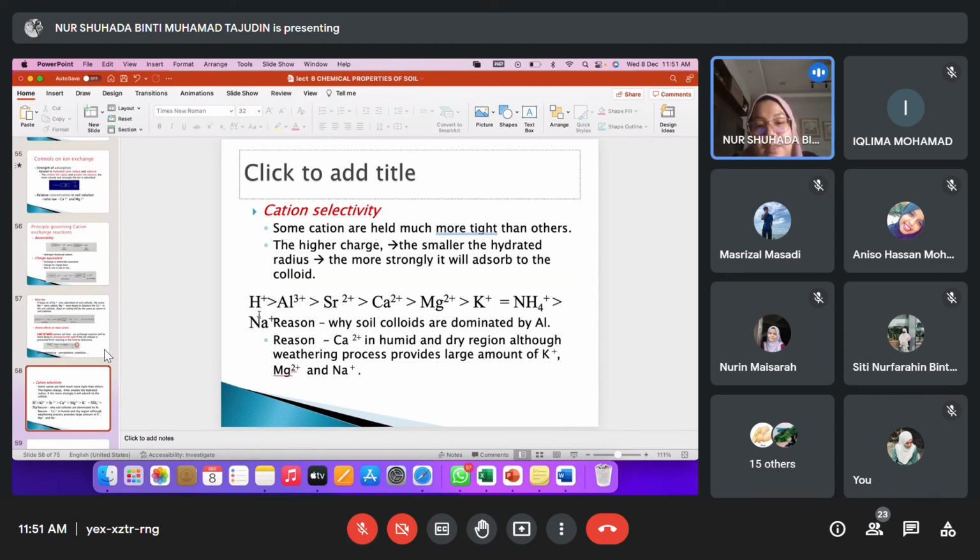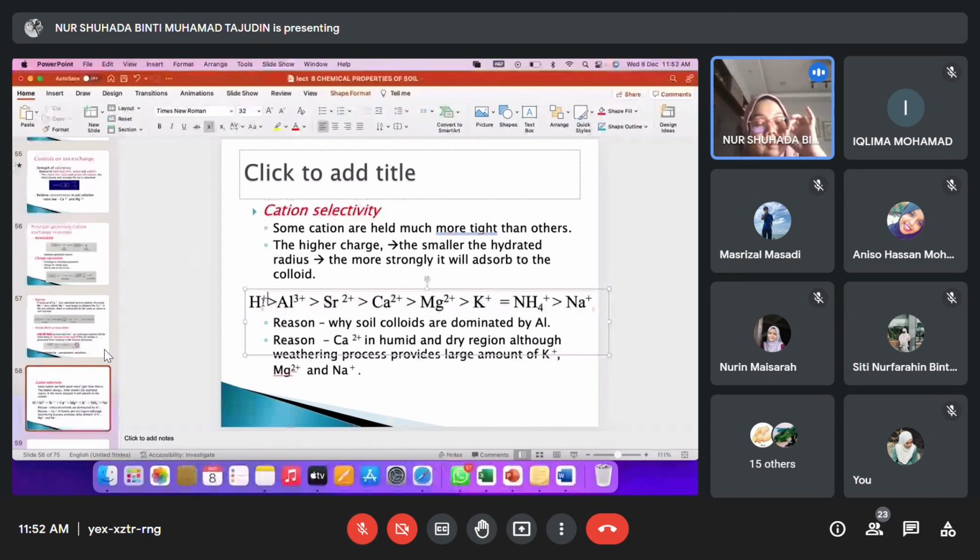Of all the nutrients, this is the arrangement of the cation selection. If there is a lot of H plus, H plus has a tendency to be held tighter by the soil compared to Ca. So this is the selection of the cations. H plus is followed by aluminium, strontium, calcium, magnesium, K equal to ammonia, and also Na.